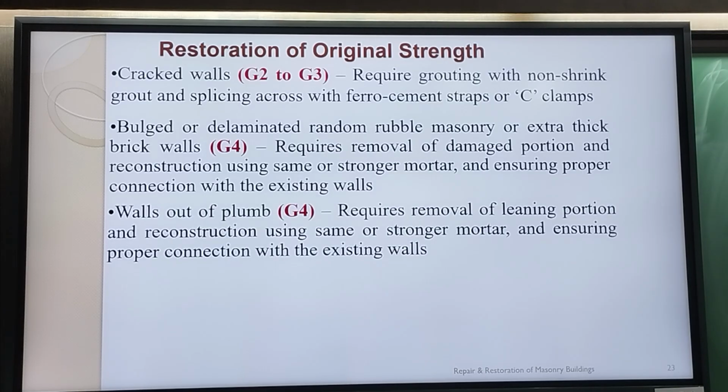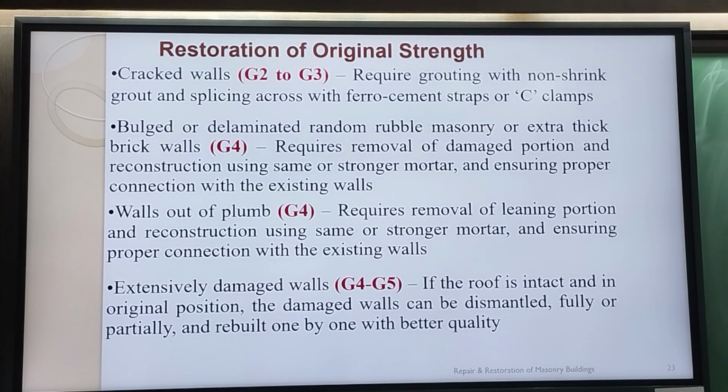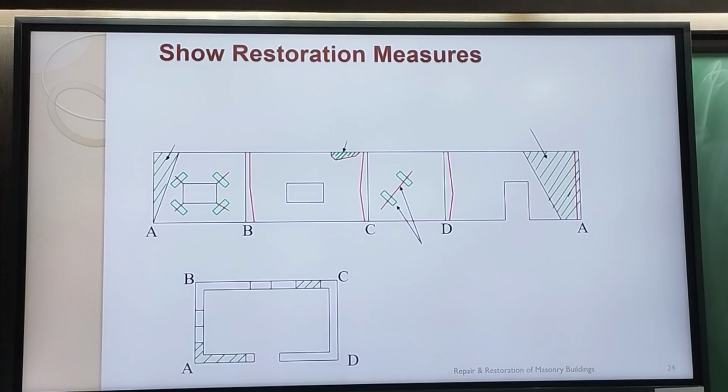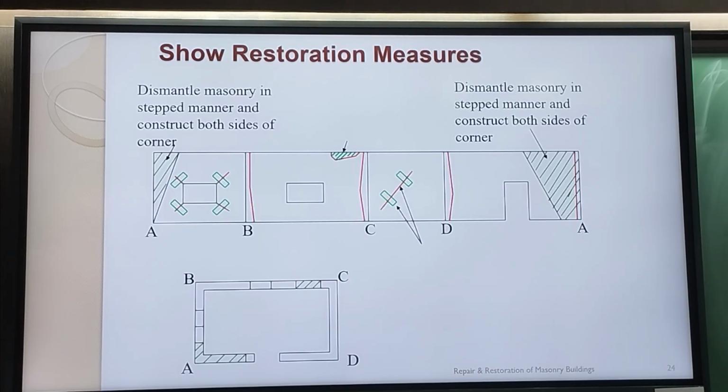Okay. So for extensively damaged G4, G5. Now, if the roof is intact, all right, if the roof is intact in a building and if the walls are badly damaged, it's possible that the structure can be salvaged. So let's see a case. I have some cases that we'll talk about. So this is, now we are showing the restoration here.